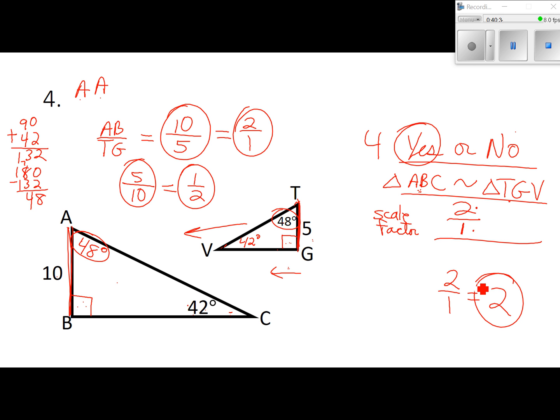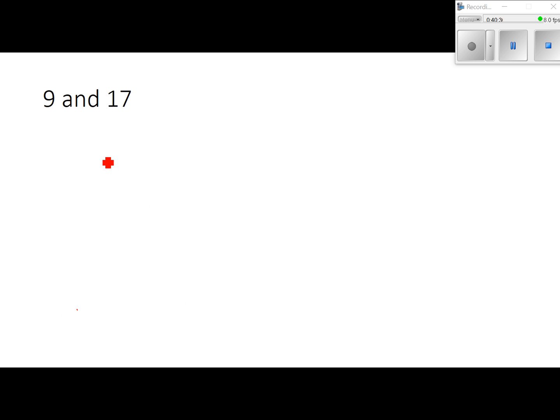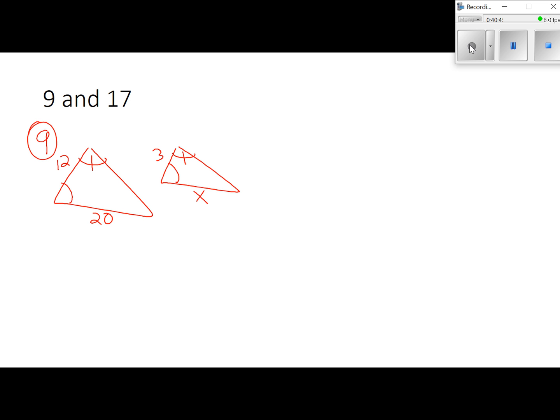So that's how you do 1 through 8. Next, if you look at problem 9, on problems 9 through 24, you're going to set up a proportion, solve that proportion to find the missing side, or find x in each problem.